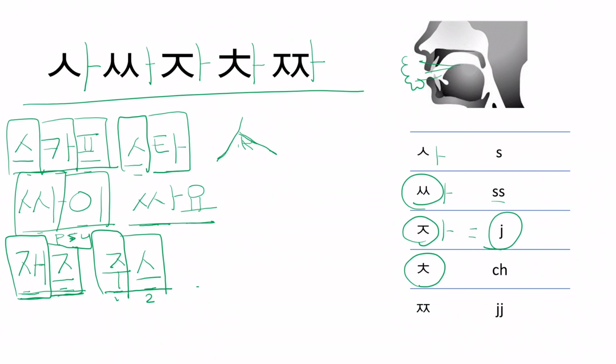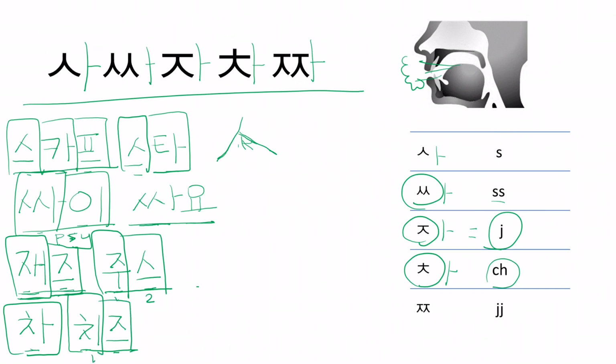Let's go to the ch sound. 차. Let's practice them in words. 차, 치, 즈. 차 can mean both car and tea, and 치즈 means cheese.